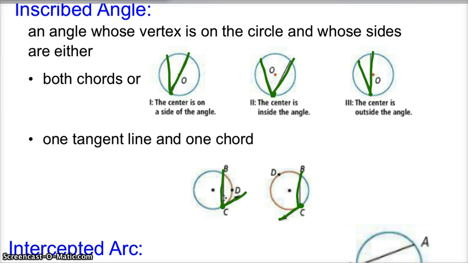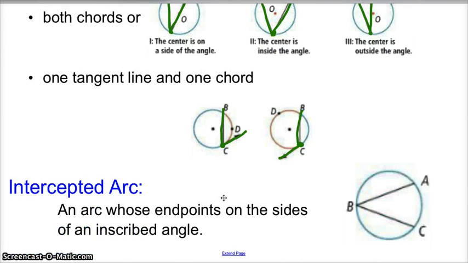The other word that comes along with an inscribed angle is what we refer to as an intercepted arc. This is the arc whose endpoints are on the sides of the inscribed angle. So the angle here itself is called the inscribed angle. The intercepted arc is the part of the circle that is being intersected by this angle. So it's this part right here.